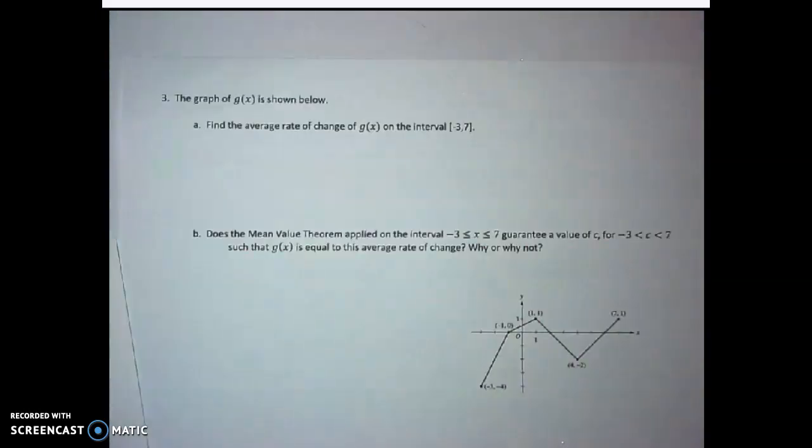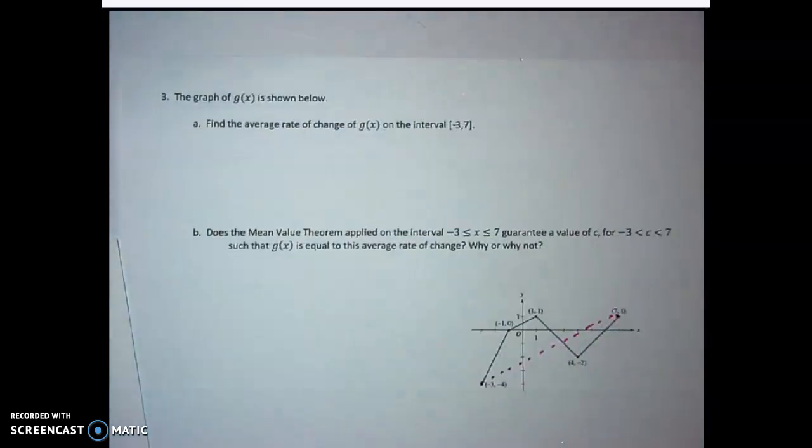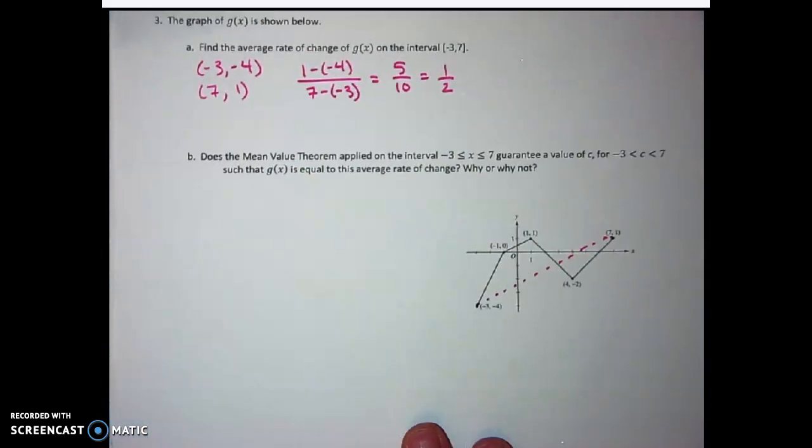And finally, the graph of g of x is shown below. Find the average rate of change of g of x over the interval from -3 to 7. So basically we want to find what's the average rate of change, what's the slope of that line from -3 to 7. So go ahead and pause the video and do that. And you should have gotten 1/2.